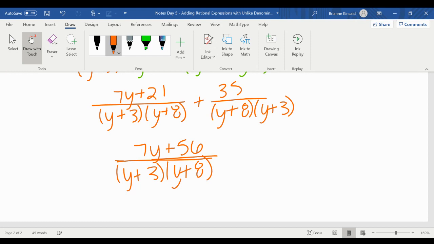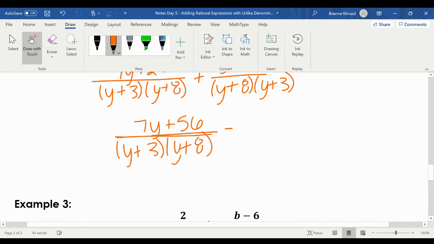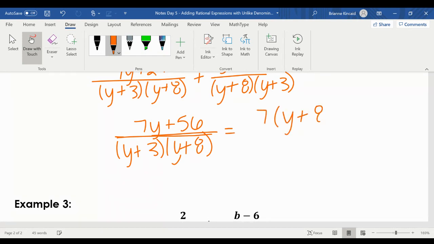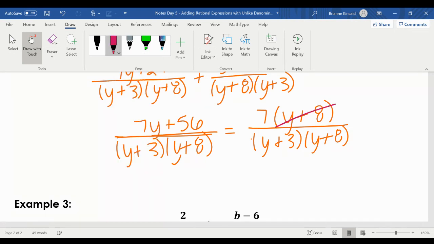And like we've done in the past, we factor where we can. There is a GCF. I can take out 7. That leaves me with y plus 8 over y plus 3 times y plus 8. And then I can eliminate my common factors. So I cross out y plus 8. I'm left with 7 over y plus 3 with an excluded value of negative 8.